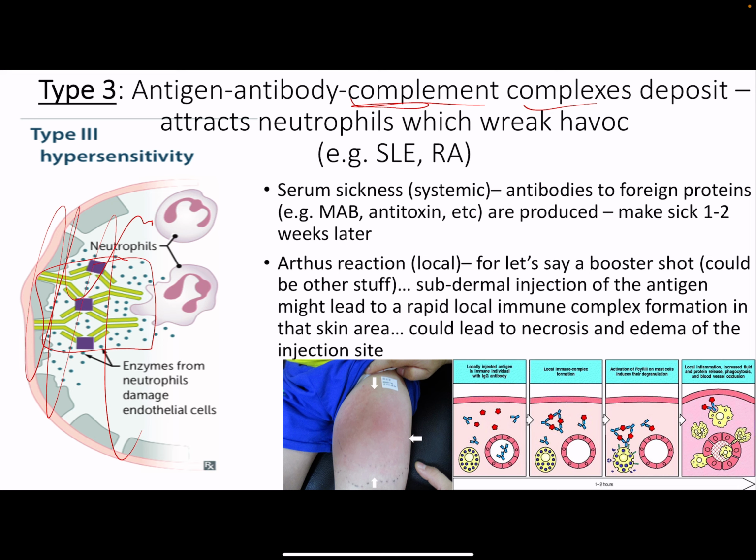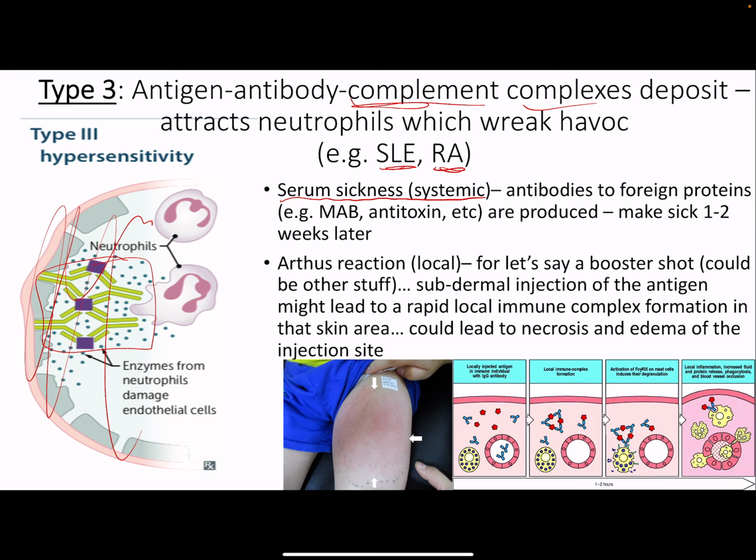There are two different ways we can look at these. One is called serum sickness. So, by the way, lupus and rheumatoid arthritis are common. Serum sickness is where you have antibodies to foreign proteins. So maybe you're injected with a monoclonal antibody or an antitoxin or something, and then maybe like 1 or 2 weeks later you get really sick as a result. That is serum sickness, and it's a systemic issue.